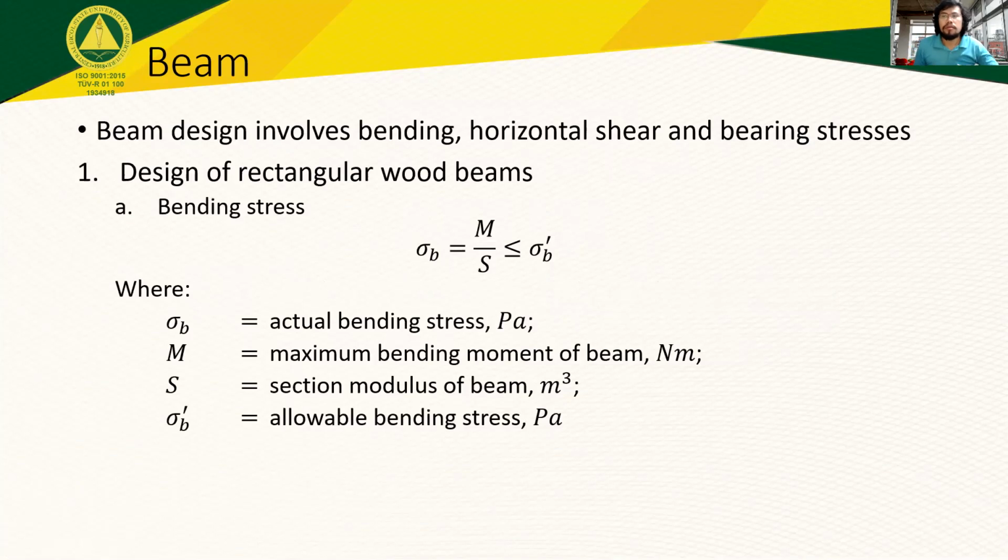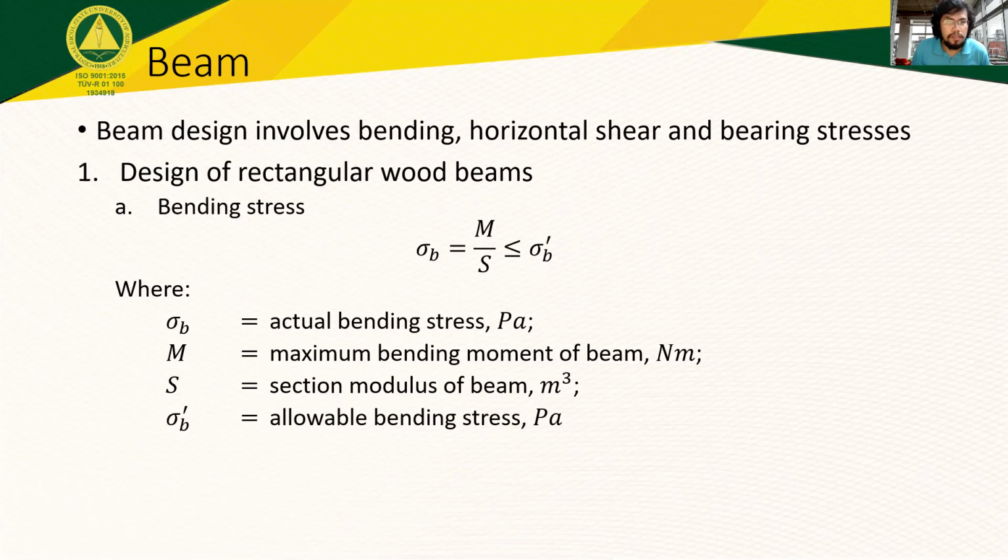Okay, and we want this part of the structure to avoid failure. That's why we're going to consider in the design the bending, horizontal shear, and the bearing stresses. Now, these stresses are considered because this could be the mode, or one of these could be the mode of failure of the beam, and eventually the structure. That's why we are going to talk about this in particular.